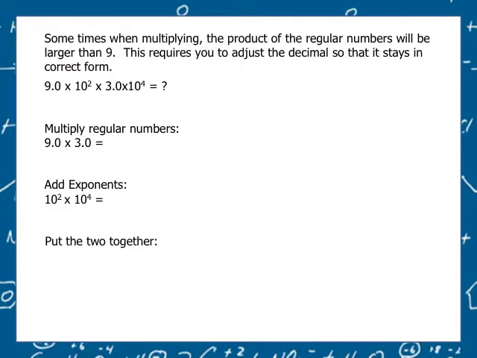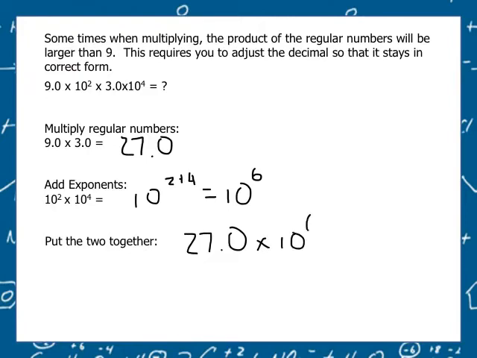Again, you're going to take your 2 decimal numbers, the 9 and the 3, and you're going to multiply them, and we're going to get 27. I'll stick that 0.0 on there to keep track of the decimal. And again, multiplication, we're going to add exponents. So 10 to the second power multiplied by 10 to the fourth power is equal to 10 to the 2 plus 4 power, which equals 10 to the 6. And when we put those together, we get this.